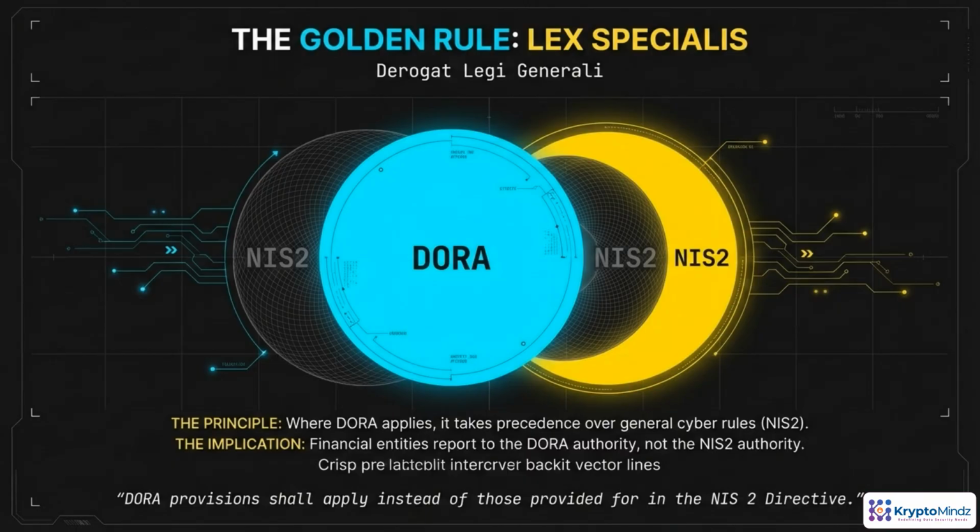Lex specialis means the more specific law overrides the more general one. In EU financial services, DORA is that specific law. NIS2 sets broad cyber and network security rules for many sectors, but where DORA regulates the same topic for a financial entity, DORA prevails. In practice, this shapes who you report to, which timelines you follow, and which controls you treat as primary. You don't run two equal regimes in parallel. You anchor on DORA, then only apply NIS2 where DORA is silent and the two can coexist without conflict.